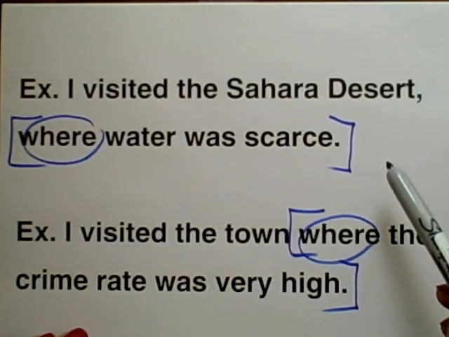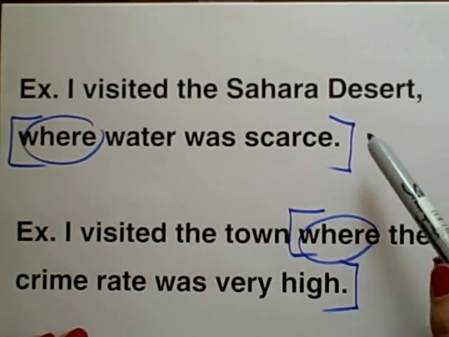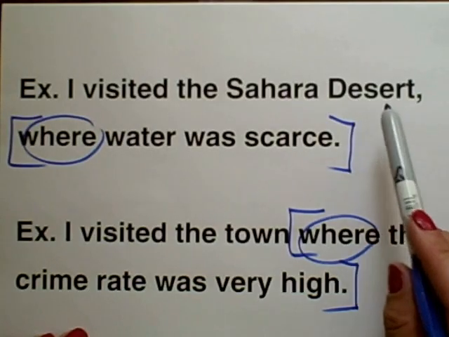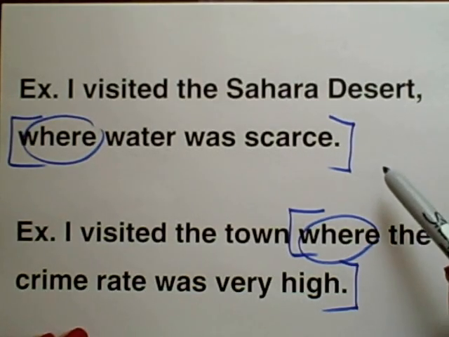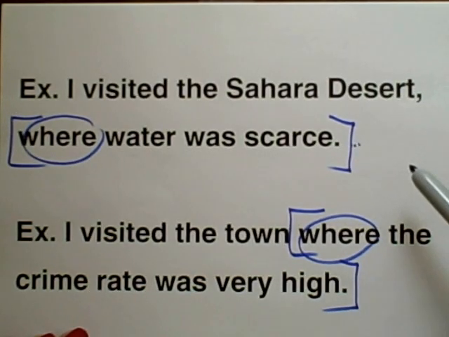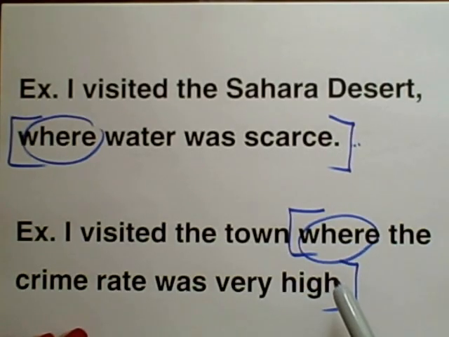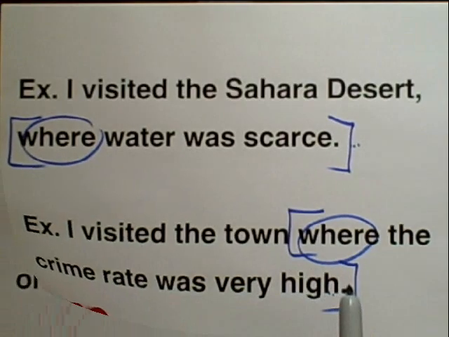If we eliminated the clause where water was scarce from this sentence, what do we lose? Nothing. Everyone knows that in a desert, water is scarce. Therefore, this clause is non-essential or non-restrictive. In this sentence, the adjective clause where the crime rate was very high is essential. If we removed it, we lose an important bit of information about the town. Since we can't assume that crime rates are high in all towns, we need this clause. It's essential or restrictive. Let's look at one more pair.